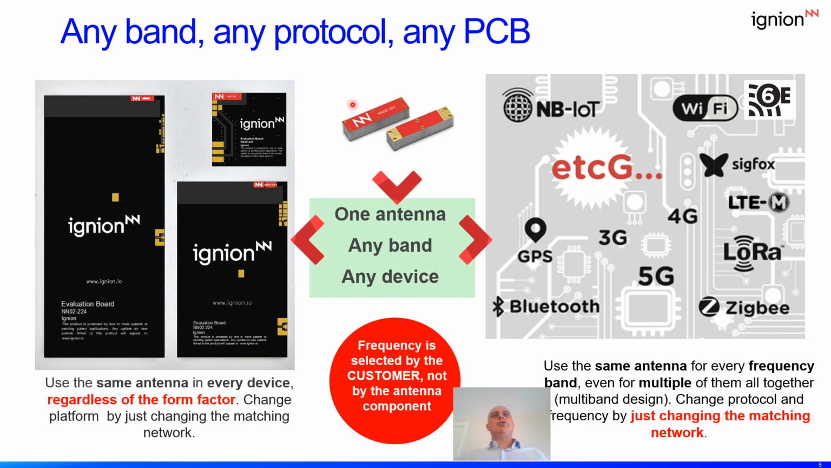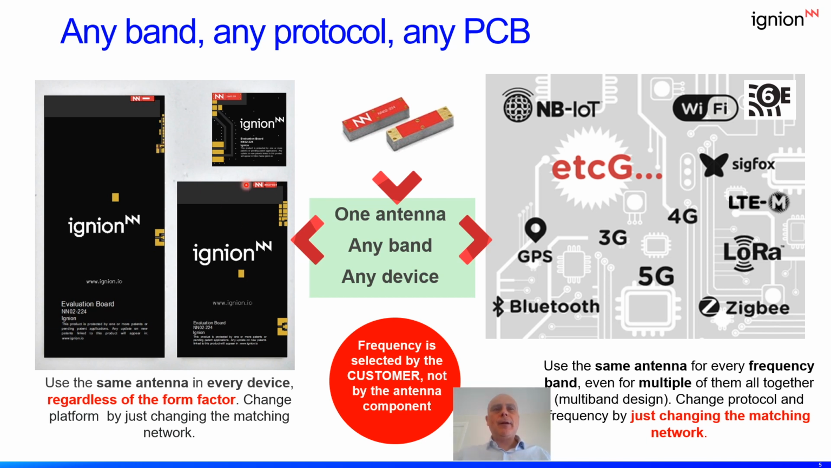Virtual antenna products can operate for any frequency band, any wireless protocol, and for any PCB. For example, in this picture on the left, we have three representative devices, from a big one to a small one, such as a smartwatch. And no matter the form factor, we can always rely on the same antenna booster, this component in red. The only thing we need to change from one device to another is the design of a matching network, which is faster and easier than designing an antenna from scratch.